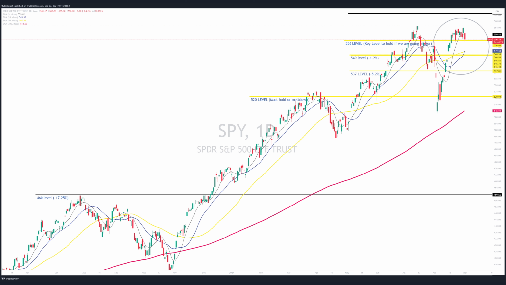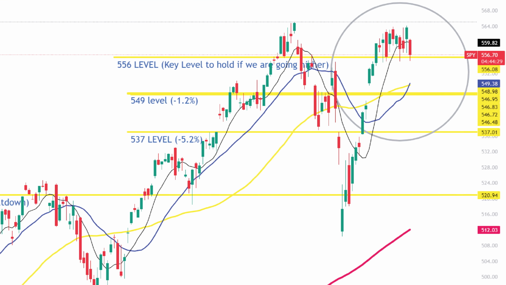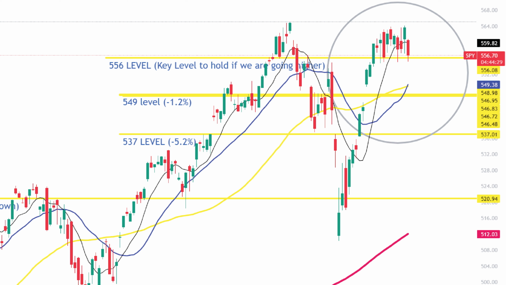The thesis behind these support levels is, if you'll notice, when I draw a yellow line, easier to notice, say here at the 549 level, which is 1.2% below where we're at today, you'll see there's several of these candles that touch that line. That tells you that it's a key level for us either to hold if the market is going down, or for it to break through if the market is going up. Right now we've got a few of them kind of stacked together here because we are near all-time highs.